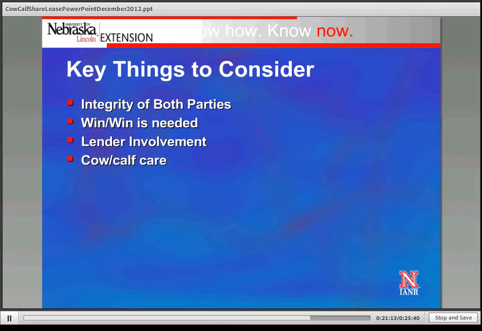Cow-calf care. Again, I think it's important that both parties talk about what the expectations are around how cows and calves will be cared for. This ties into what we talked a little bit about, calf death loss and cow death loss. What are the expected values there, and what is going to happen if numbers fall outside of what is expected? How will calf sickness and death loss be handled?